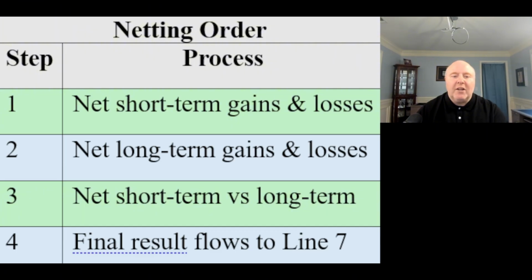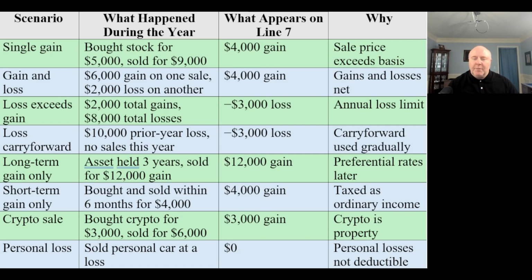But let's go ahead and look at some examples as we're going through this process. All right, so here are some examples for us. On the first one, let's assume that we only have one single transaction during the year. We're going to purchase stock for $5,000 and sell it for $9,000. Well, what's going to happen? The $9,000 versus the $5,000 is going to give us a $4,000 gain.